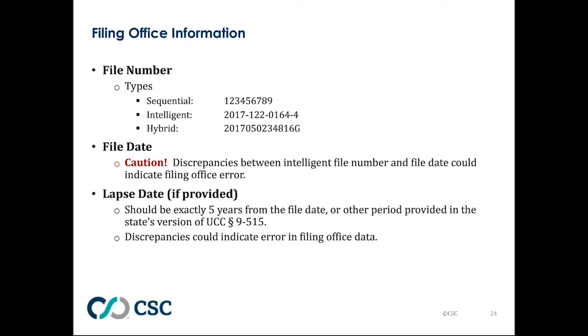The lapse date should be provided, maybe not on the record, but it may be shown on the listing, and the lapse date should be reviewed. It should be exactly 5 years from the date the financing statement was filed. If there is a discrepancy between what the lapse date appears to be and what it should be based on the filing date, that can indicate a discrepancy, a filing office error, or a wrongful rejection at some point with refiling. But it is something that needs to be investigated and explained.